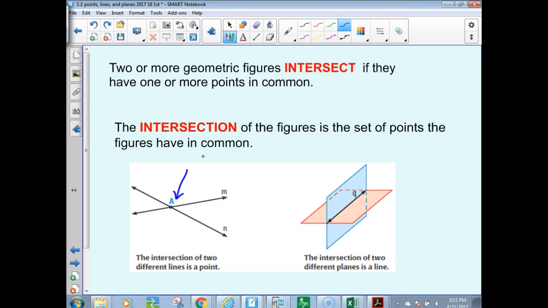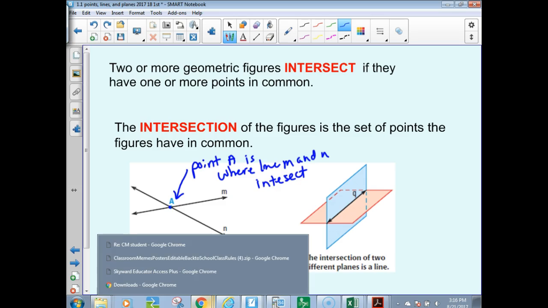Point A is the intersection. So point A is where lines M and N intersect. It's just a point, that's it. The key thing is the intersection of two different lines is a point, just one.